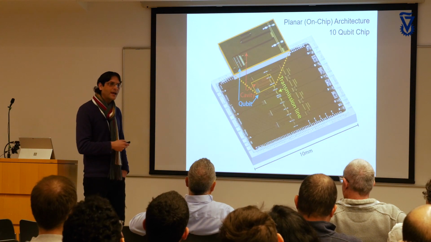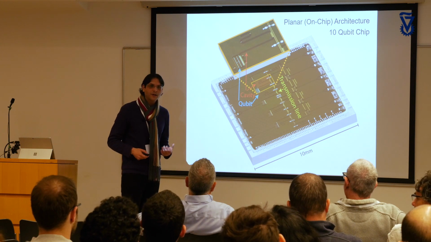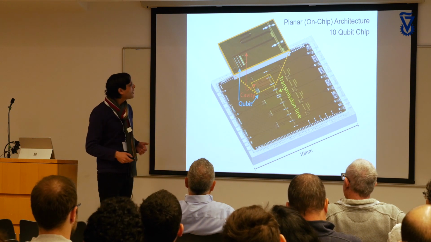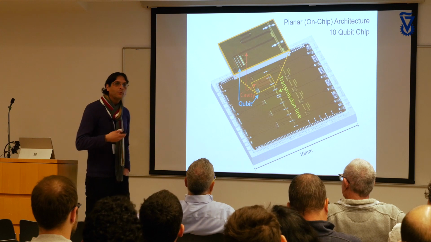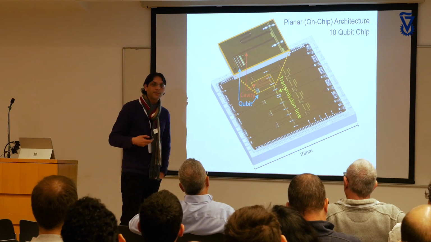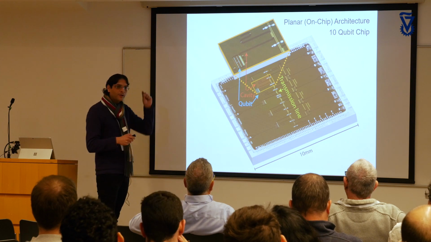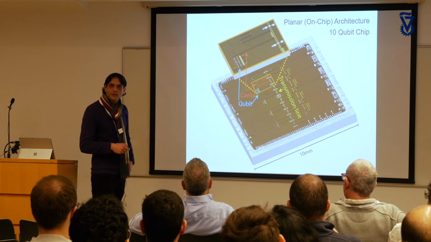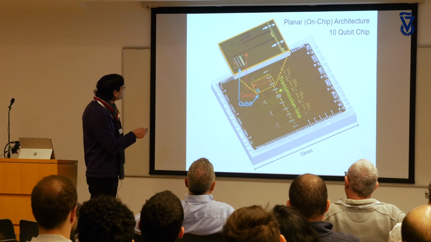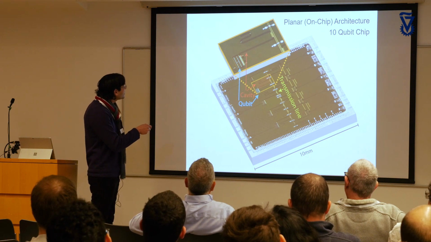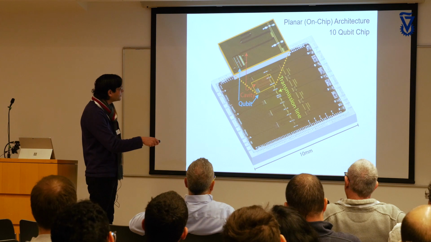Now, what I showed you now is called the 3D architecture. There is a different architecture, which is maybe more popular in the industry, and it's called the planar architecture. So what you're seeing here is a 10-qubit chip. Remember the two little ears, the two little capacitor pads? These two little things, this is the qubit. These play the capacitor. This is a 10 millimeter by 10 millimeter chip.